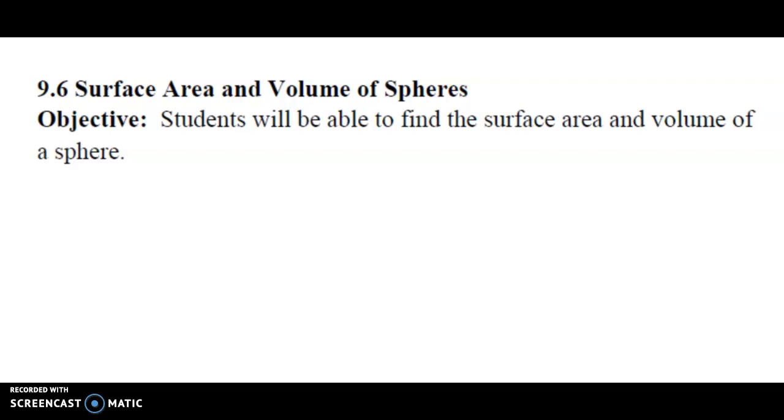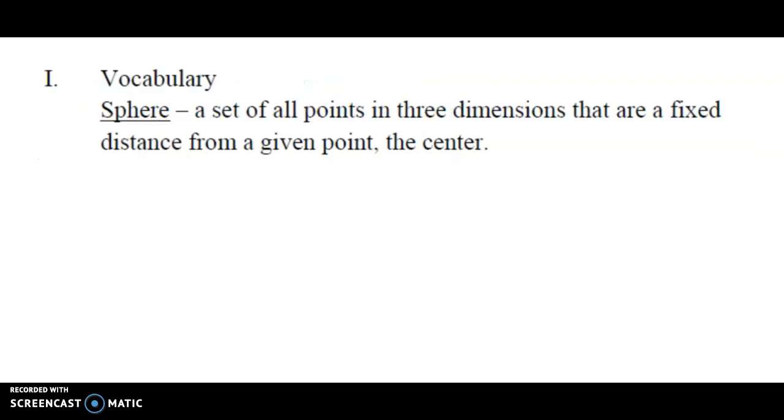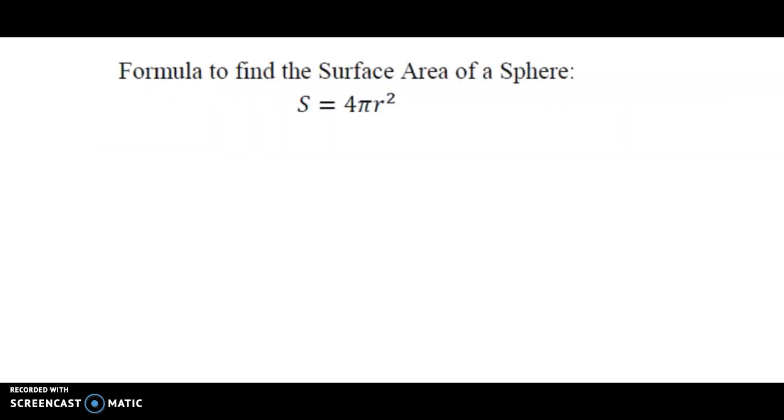Today we're going to do lesson 9.6, surface area and volume of spheres. A sphere is a set of all points in 3 dimensions that are a fixed distance from a given point, the center. Again, basically what it is, it's a 3-dimensional circle. The formula to find the surface area of a sphere is S equals 4 pi r squared. What that essentially means is to cover a sphere, you need 4 circles to do it.